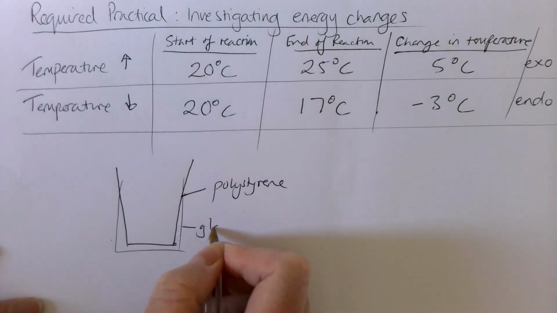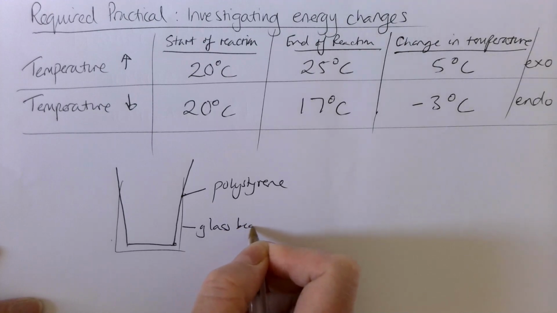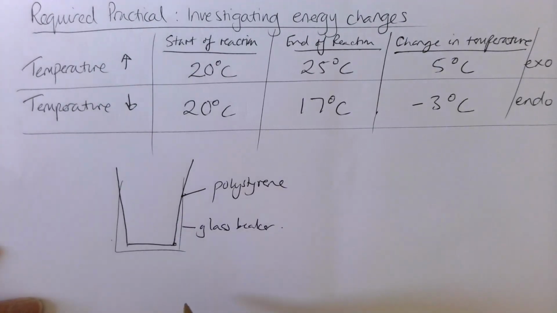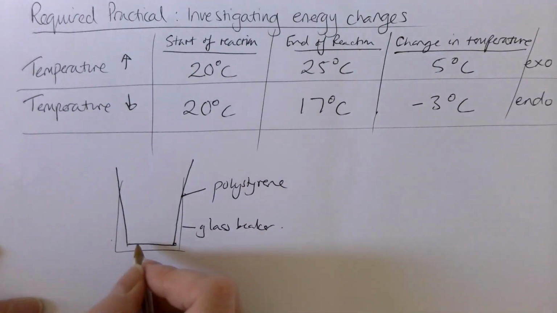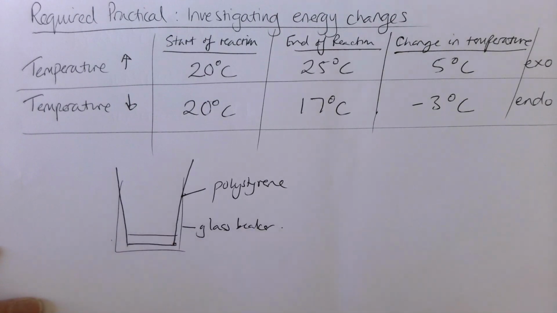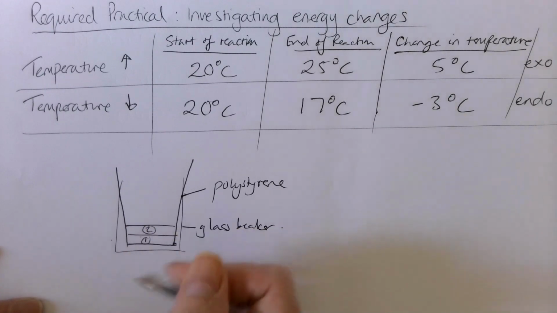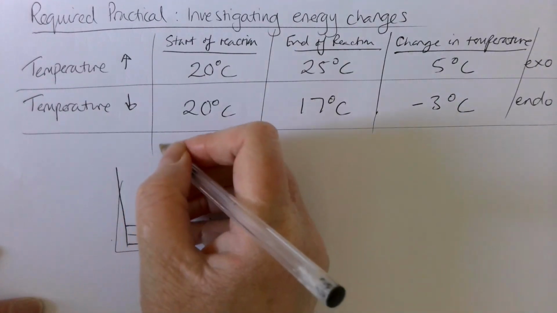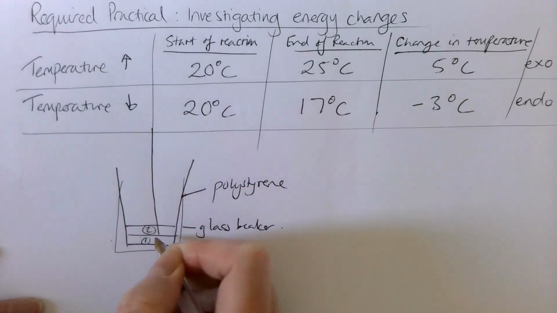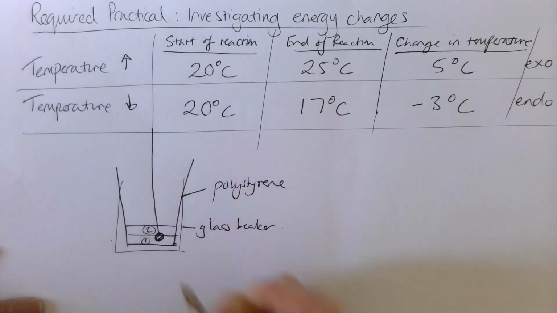So we have the glass beaker around the outside, and we have a polystyrene beaker inside, and we put our, well, there can be various things we could be reacting together for this. So let's say this is reactant 1 and this is reactant 2, and we react them together and they mix, and we would get a temperature change, and we'd know that because we'd have a thermometer in there.